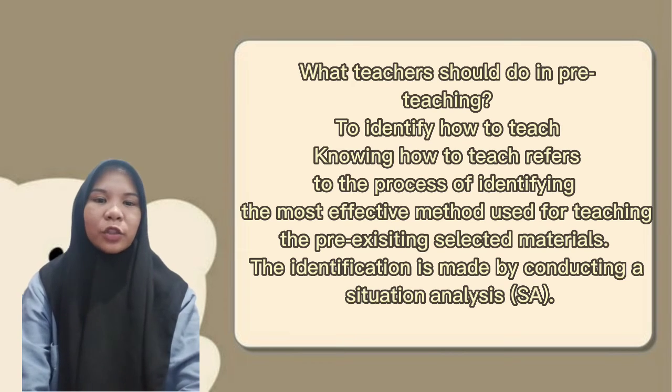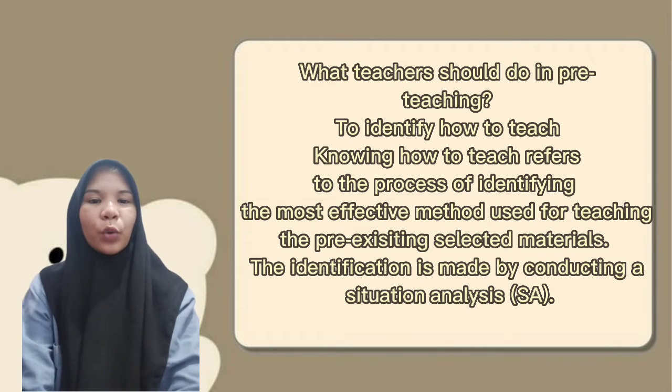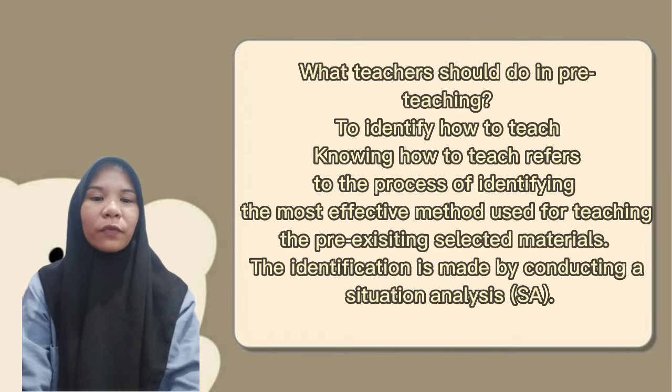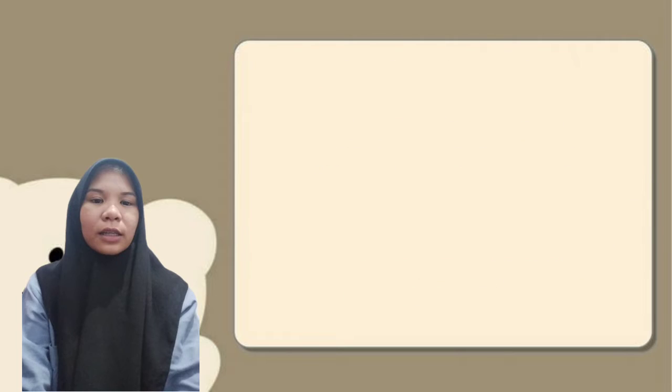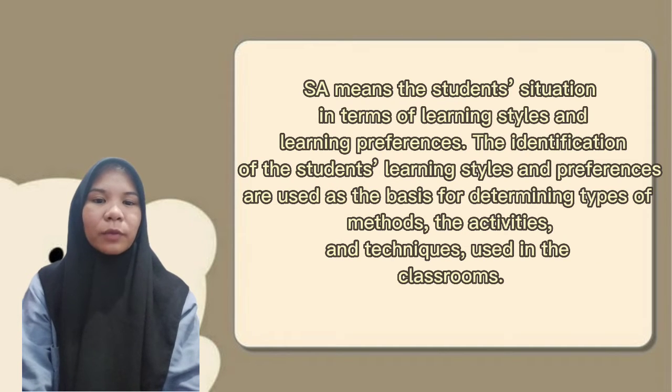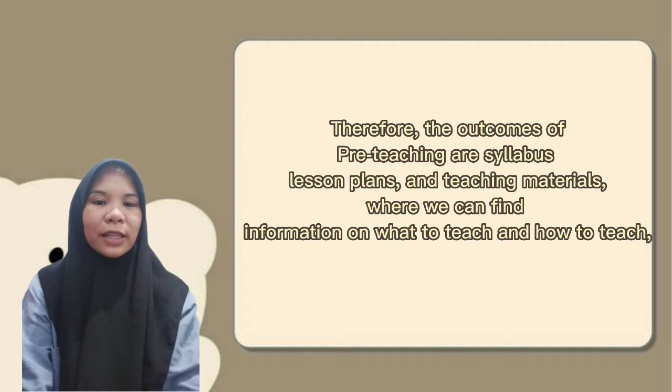What should teachers do in pre-teaching to identify how to teach? Knowing how to teach refers to the process of identifying the most effective method used for teaching the previously selected materials. The identification is made by conducting a situation analysis. Situation analysis means analyzing the student situation in terms of learning style and learning preferences. The identification of the students' learning style and preference is used as the basis for determining the type of method, activity, and technique used in the classroom. Therefore, the outcomes of pre-teaching are the syllabus, lesson plans, and teaching material, where we can find information on what to teach and how to teach.